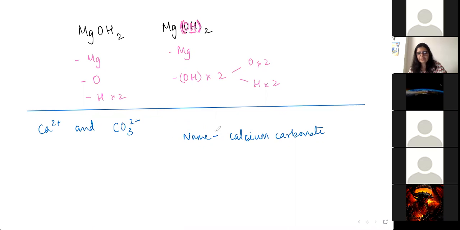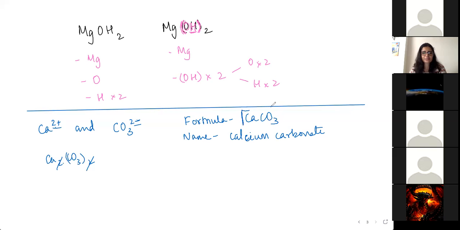This is the name. The formula will be, if you go by logic, 2 plus and 2 minus cancel, right? So you just need 1 calcium, 1 carbonate. And if you go by the crisscross method, you get Ca2, (CO3)2. 2 and 2 are the same number, so you can cancel them. 2 ones are 2 ones are. So your formula will be CaCO3, calcium carbonate. Okay?